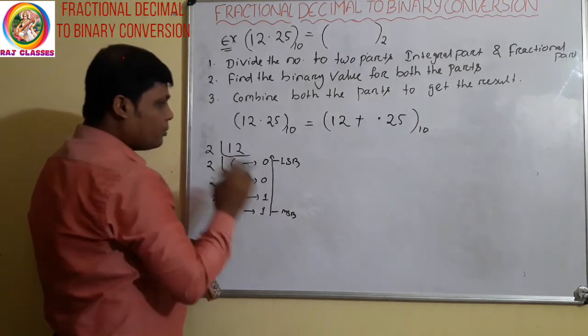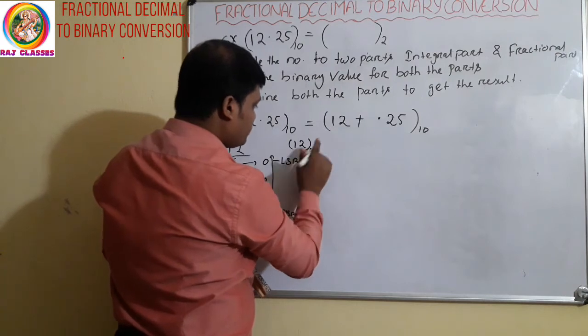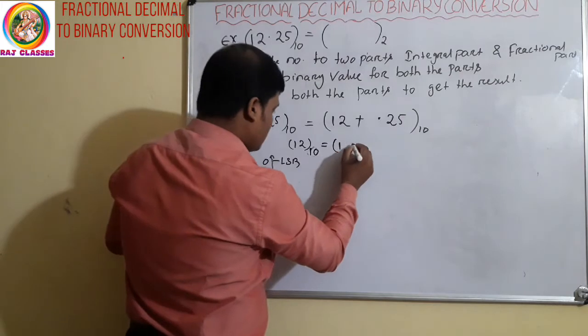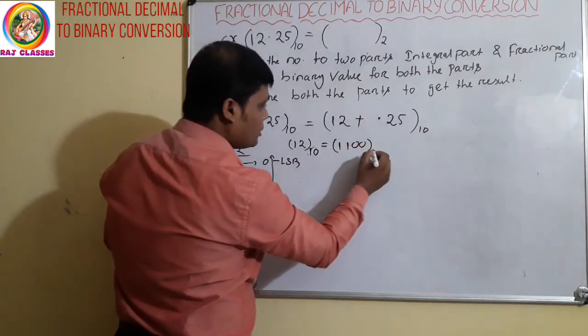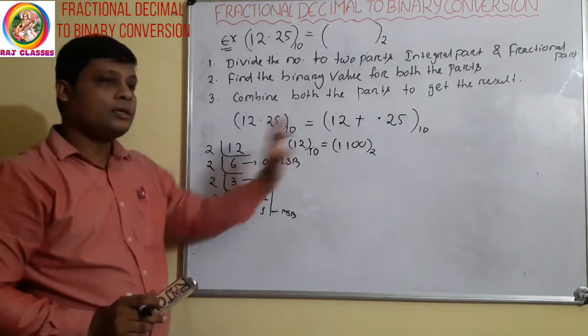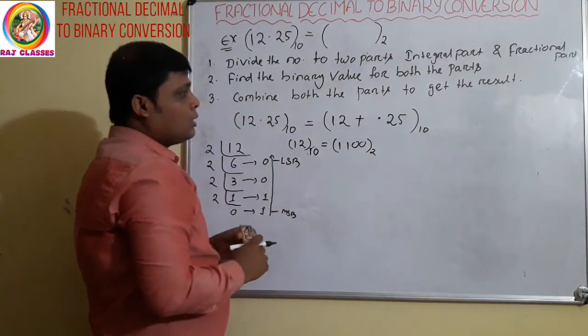So the binary of 12 will be 1 1 0 0. This is base 2, the binary value of 12. Then come to the fractional part.